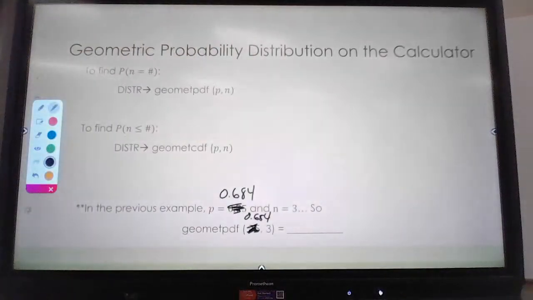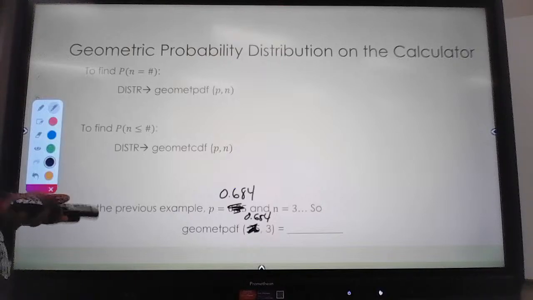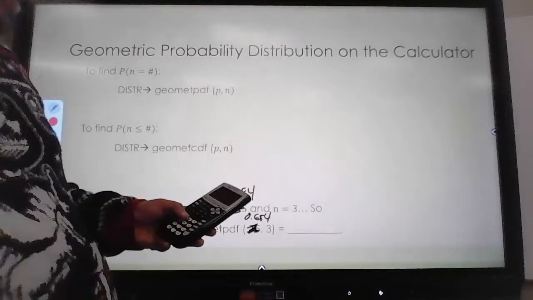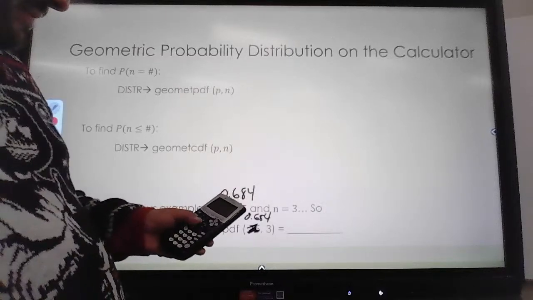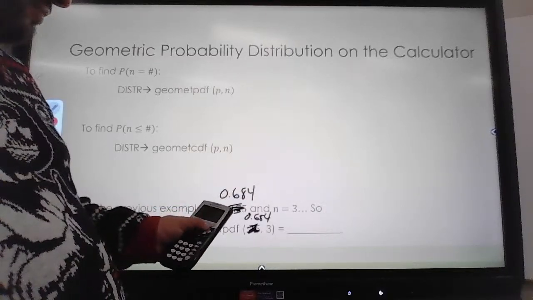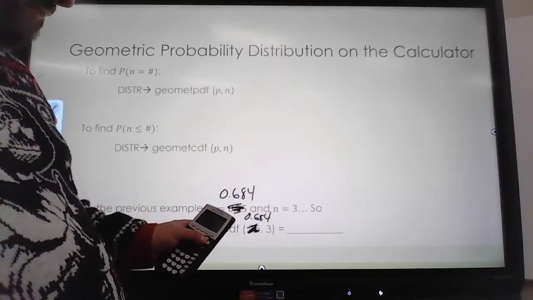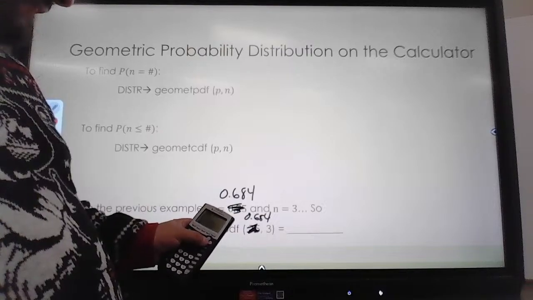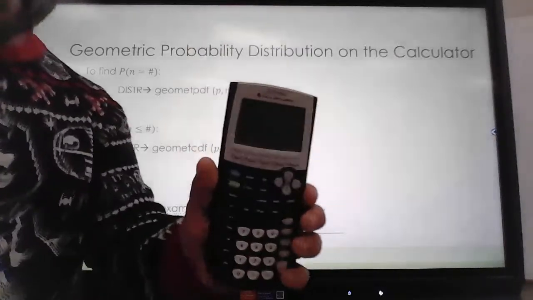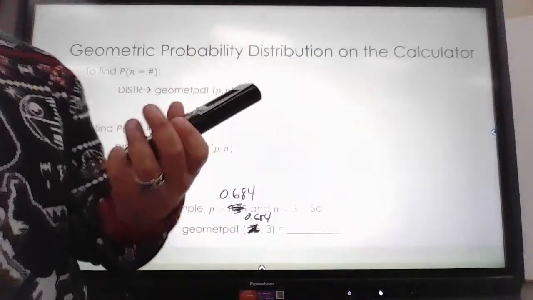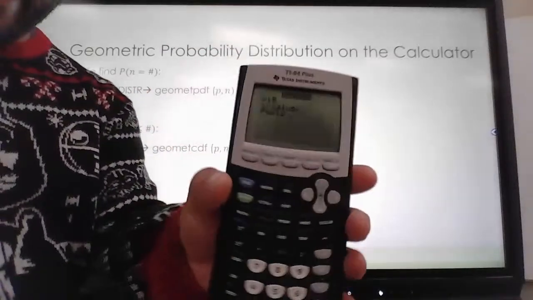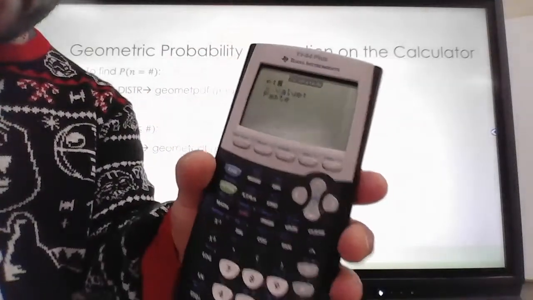So let's say that we're using the previous example, right? I want to find the probability that Derek Carr completes his next pass on his third attempt. So I'm going to press second variable, scroll down past binomPDF and binomCDF until I get to geometPDF. And again, it's going to have the menu for you for the later models.